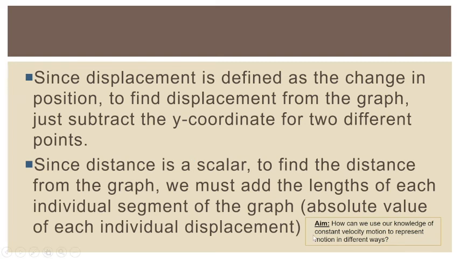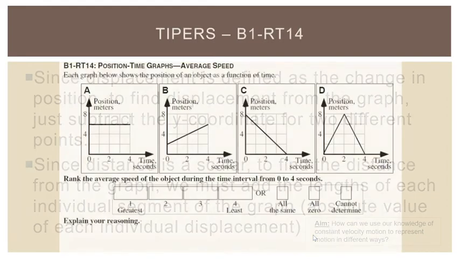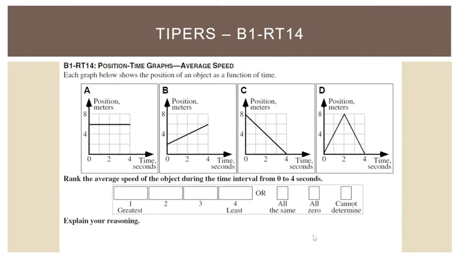All right, let's just take a look at one more of these before we wrap it up for the day. This one here says position versus time graphs average speed. And it says each graph below shows the position of an object as a function of time. I'd like you to take a minute, think about how you could go ahead and answer this, and then we'll get into another important concept about position versus time graphs related to this problem.